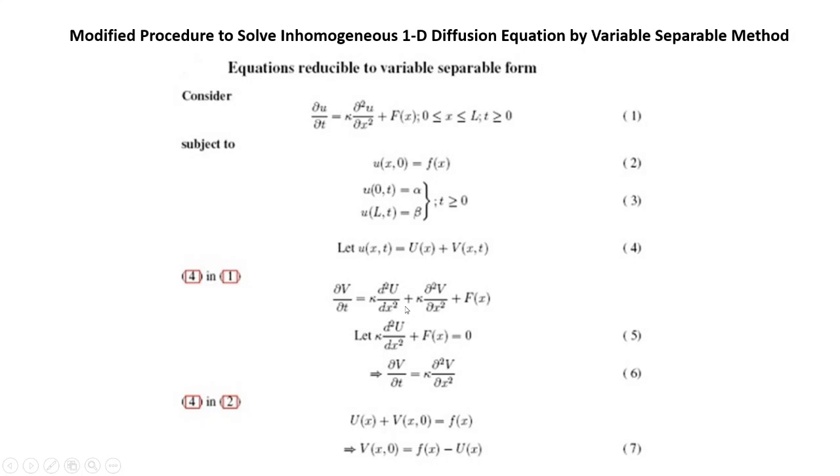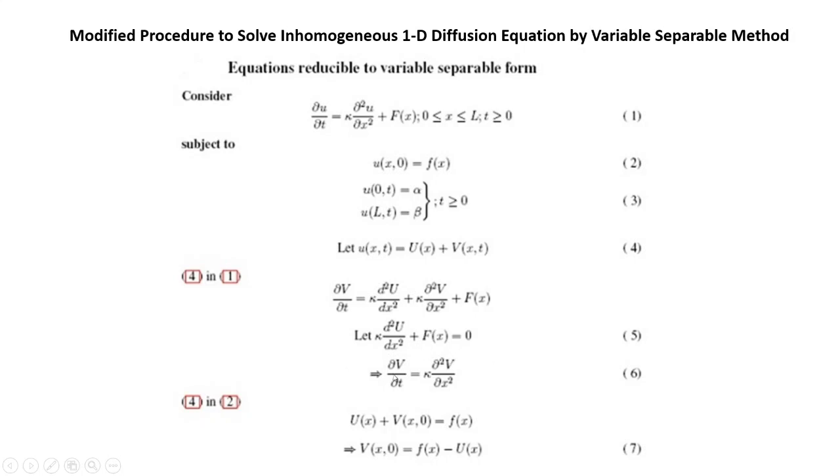Now you can see a pure function of x and a function of x and t. So now you try to equate them. Let us take kappa d square U by dx square plus f of x is equal to 0, so that dou V by dou t is equal to kappa dou square V by dou x square. Call these equations 5 and 6.